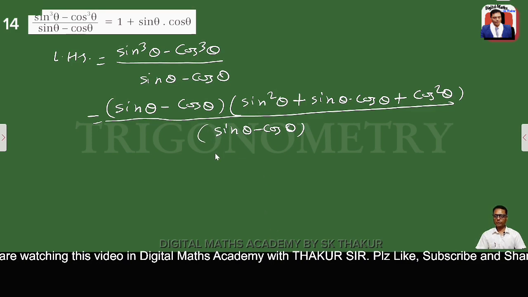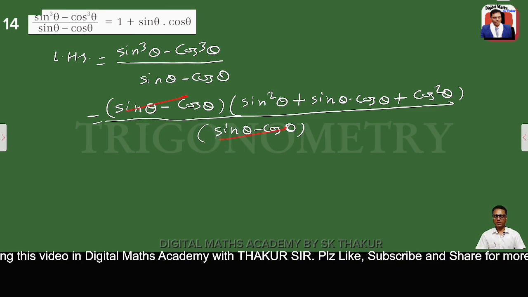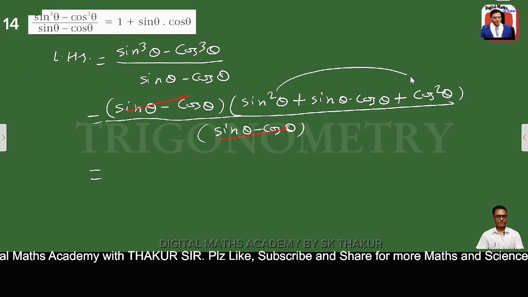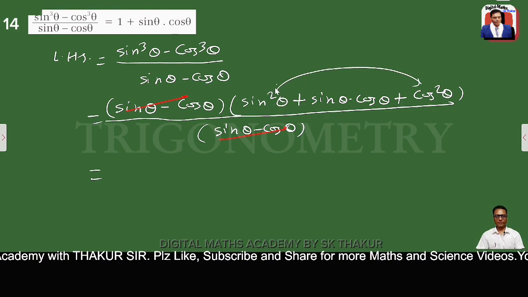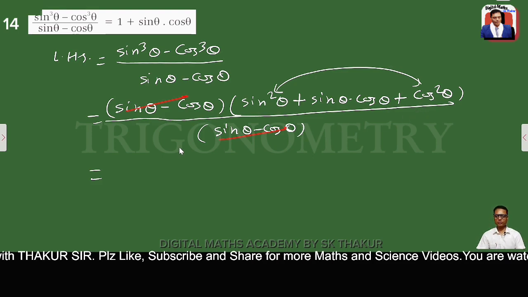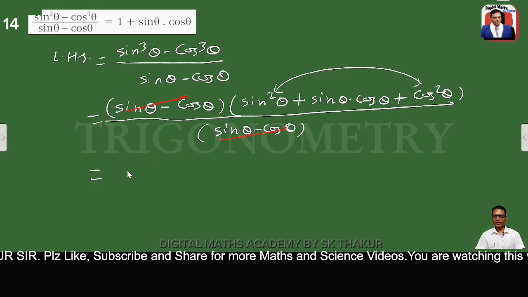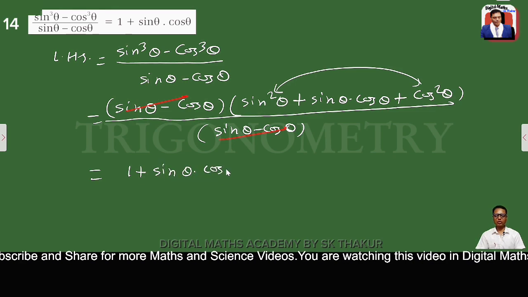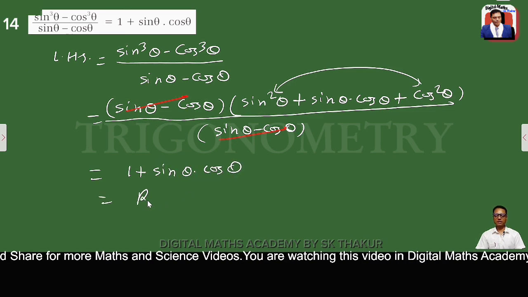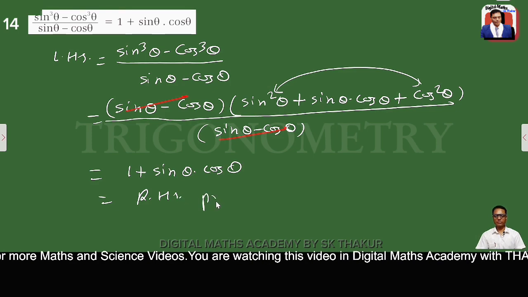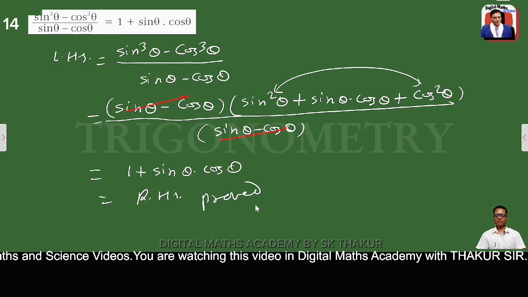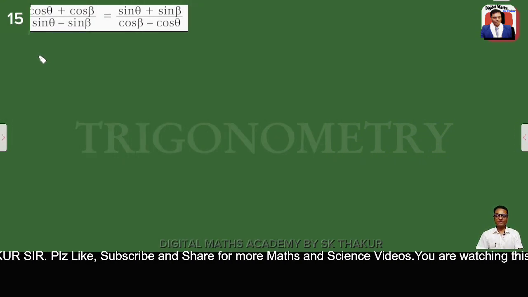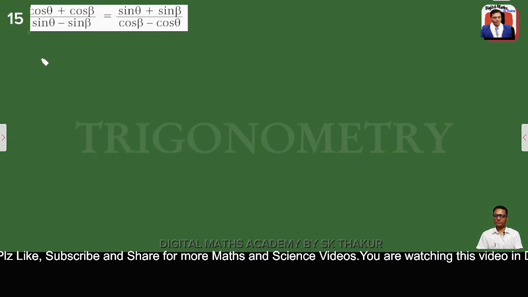So one factor we can cancel up and down, and the remaining is sin²θ + cos²θ. That's the famous formula, sin²θ + cos²θ = 1. So we write 1 + sinθ cosθ, which is our right hand side. It's very easy but very important. So that is the right hand side and proved.